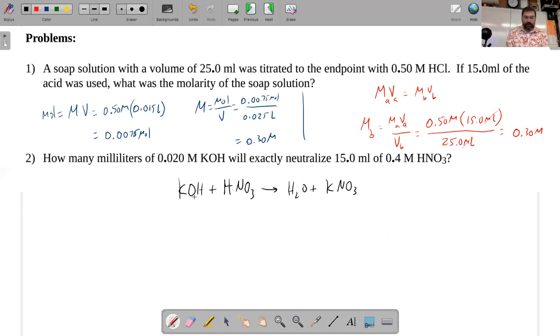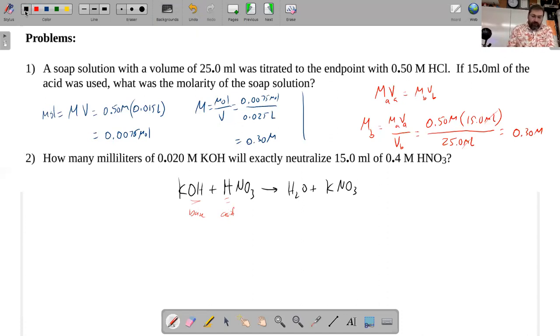The hydrogen goes with the hydroxide. Hydrogen and hydroxide together make the water. So it's a base and an acid make water and a salt. This is the base because it has hydroxide, and the hydrogen ion is the acid.